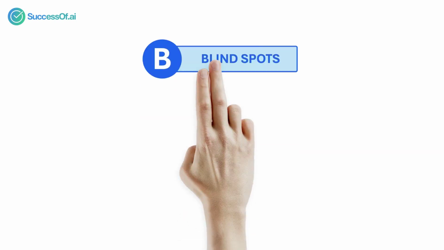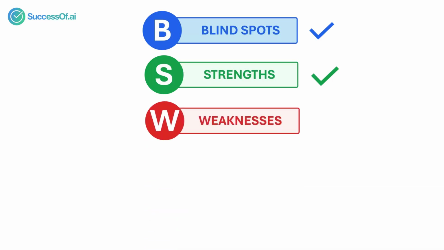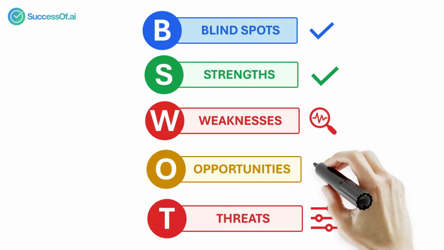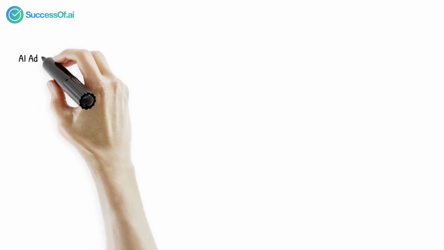Once blind spots have been removed, you then need to validate and measure strengths, followed by identifying and measuring any weaknesses. That will also identify the threats you can control, and last but not least, deploy opportunities related to your specific weaknesses and threats to get where you need to be. We created SuccessOf.ai to make this whole process simple, straightforward, and highly accurate.